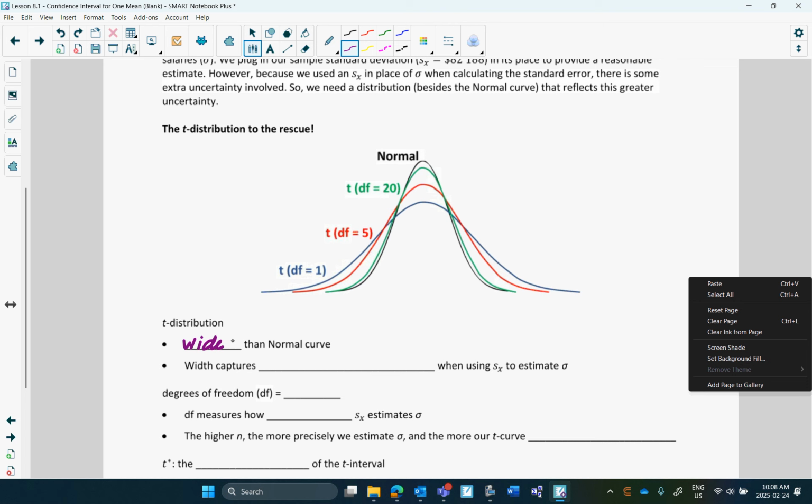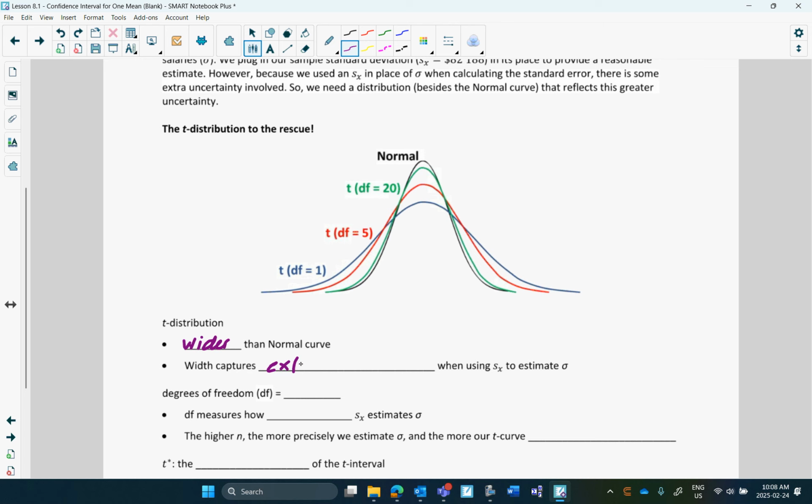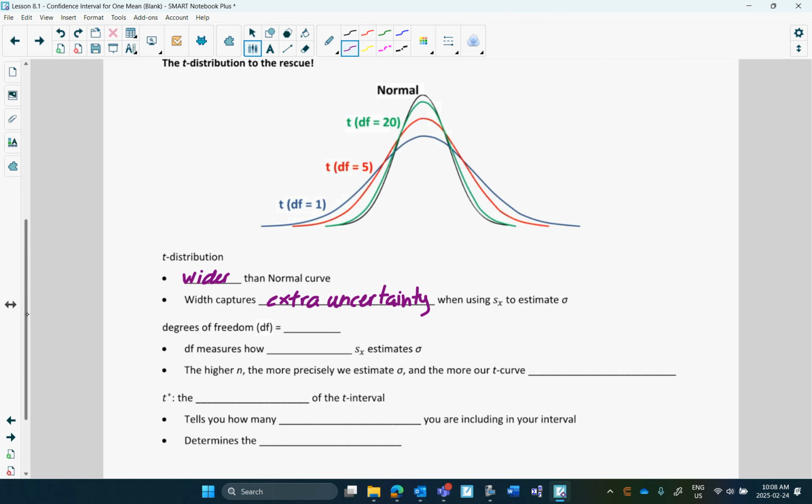It will matter when we talk about hypothesis tests, because we're going to do t-tests. Instead of a z-test for proportions, we're going to do a t-test for means, because we use a t-curve. The width captures the extra uncertainty, because we don't actually know the population standard deviation. The t-curve can change depending on the degrees of freedom. How do you calculate the degrees of freedom? You take the sample size minus 1. Remember, n is the sample size.